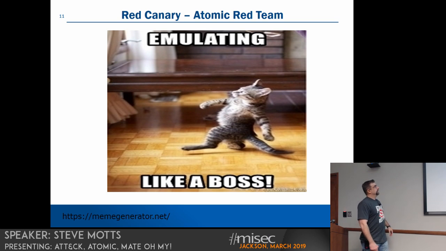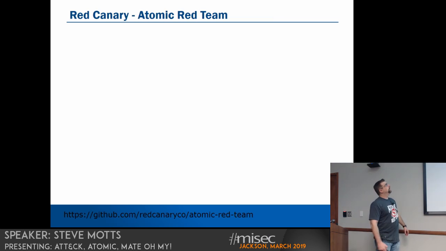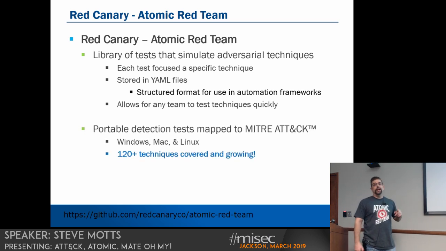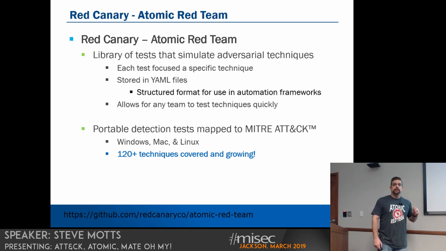All right, Red Canary, Atomic Red Team. They emulate like a boss. So what are they? They're a library of tests. They're little modules stored in YAML files, so it's easy to consume YAML into your testing framework or your automation framework. It allows testing of pretty much, I want to say they have over 100 techniques covered now. I think that's what it is. We'll see. 120 and growing. These guys are always updating techniques.